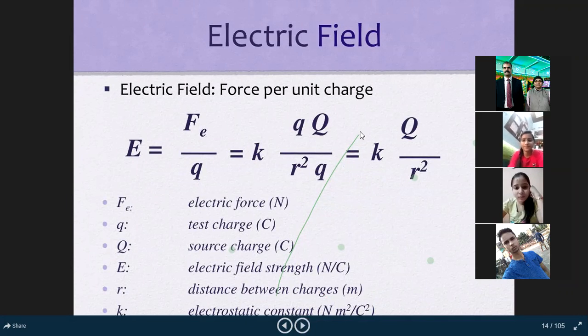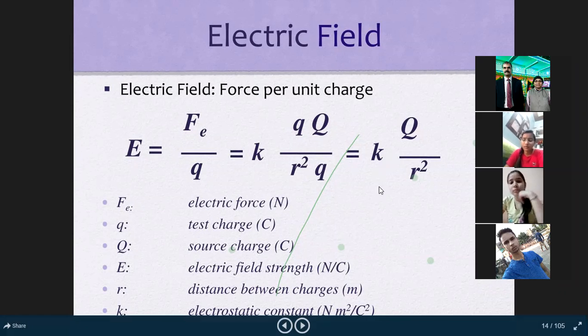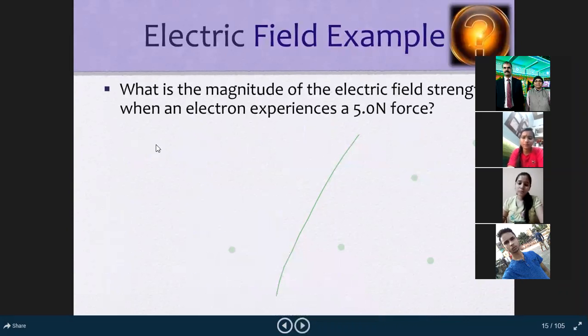Now, this is the electric field of a point charge. A point charge having charge Q will have electric field at a distance R from the point charge itself. This is a well-known expression, where K is a proportionality constant and has a numerical value 9 into 10 to the power 9 Newton meter square per Coulomb square. Now the question is this.